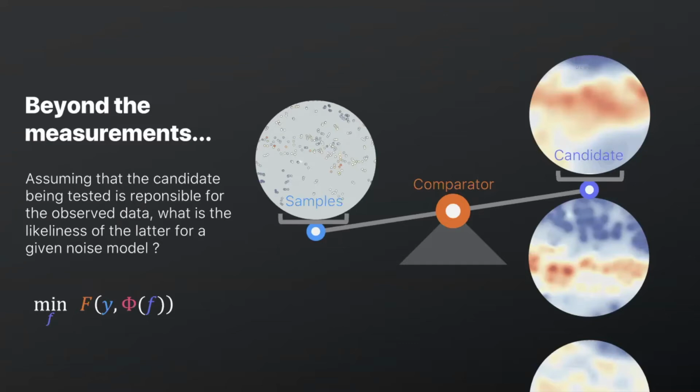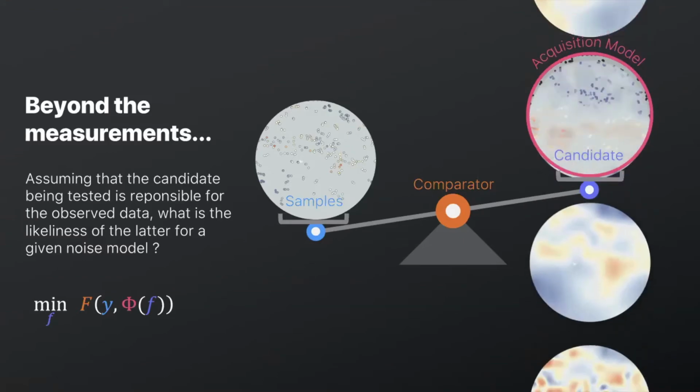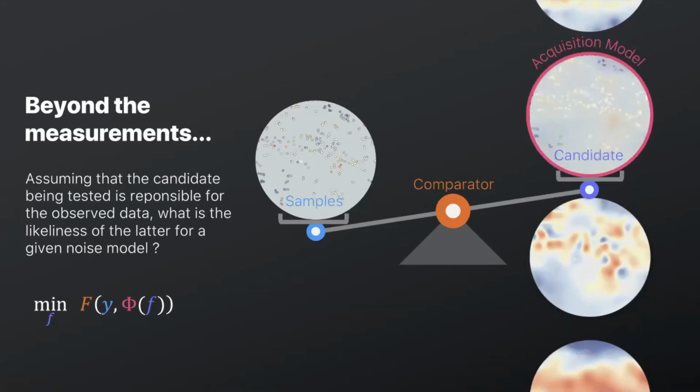So consider, for example, the case of a temperature field that you have observed on the ground. What you're going to try and do is, given a model of your acquisition system, find the candidate that compares best to the data you have observed on the ground.